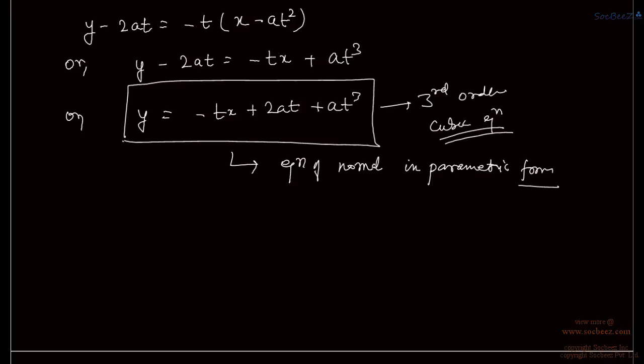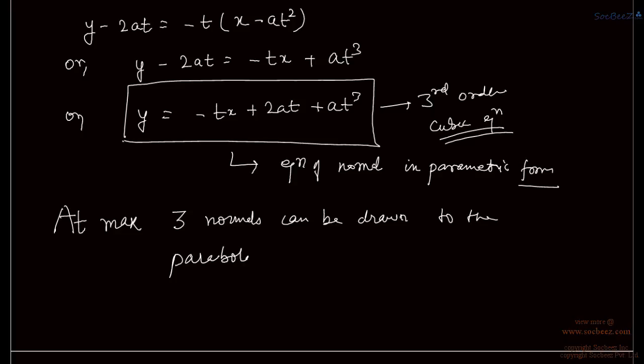So from here we can say that at max 3 normals can be drawn to the parabola from an external point. Okay.